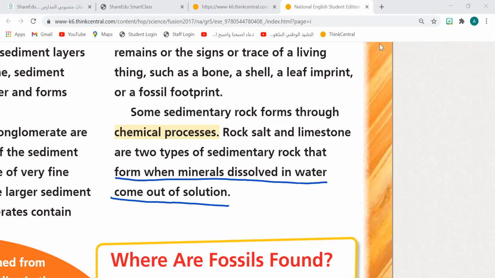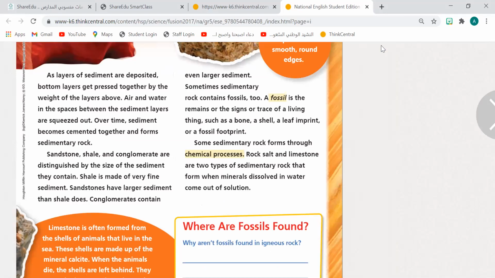Okay, so they can be formed in a chemical process by two types of sedimentary rocks. We know that all rocks have minerals, is that right? These minerals will dissolve in water. When they dissolve in water, they come out of solution and make up new rocks. They're also sedimentary, but we call them limestone and rock salt. I'm going to show you the pictures. Maybe it's easier for you to see the pictures.